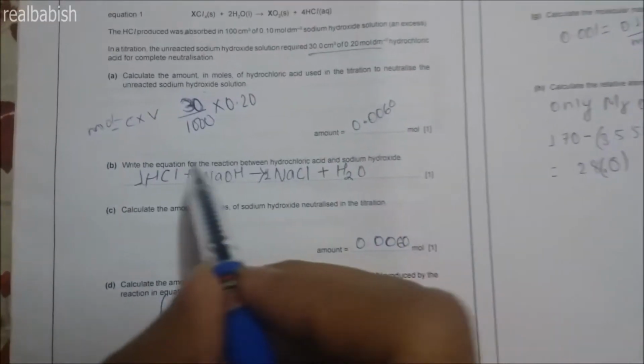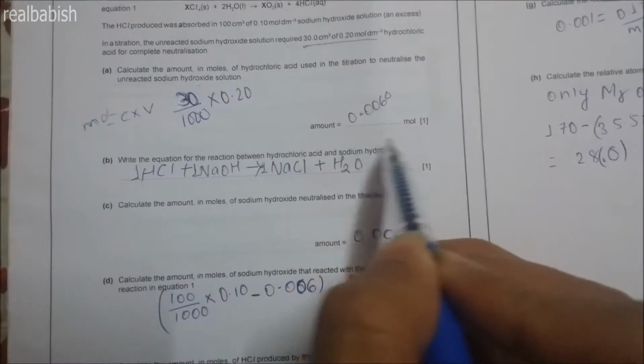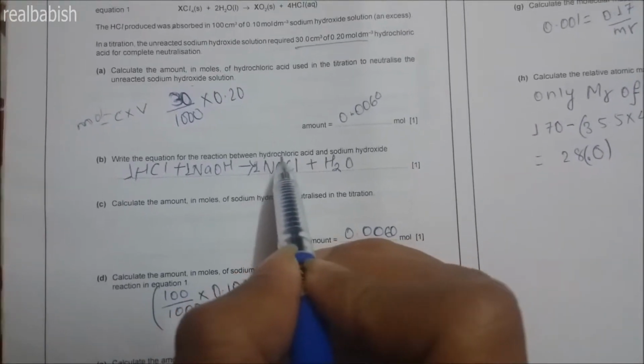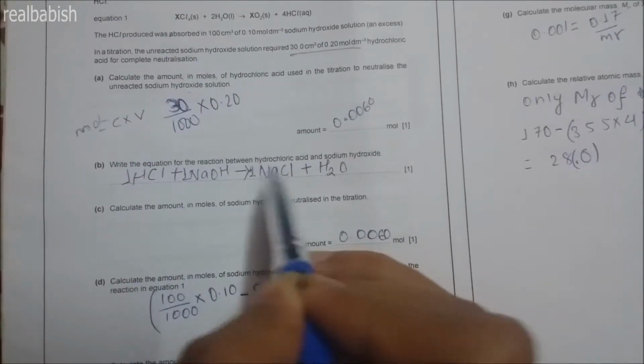In part B, we have been asked to write the equation for the reaction between hydrochloric acid and sodium hydroxide. This means this is an acid and this is a base. So this will be an acid-base reaction, which will give a salt, NaCl, and water, H2O.